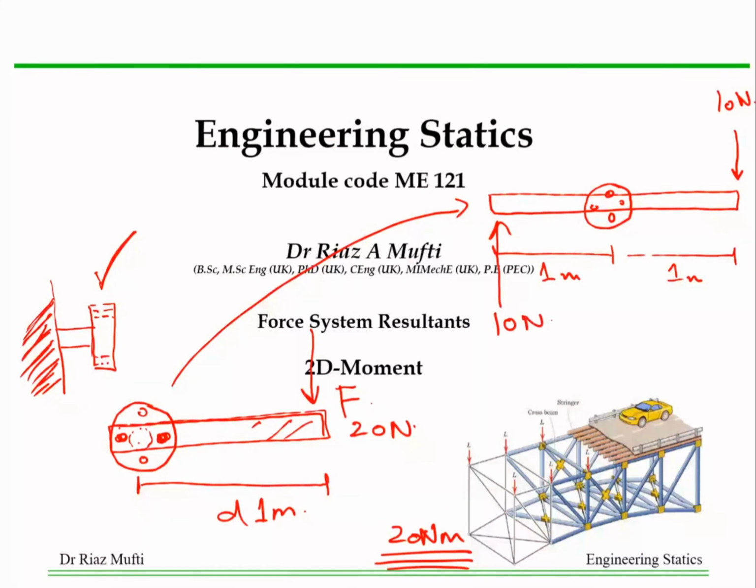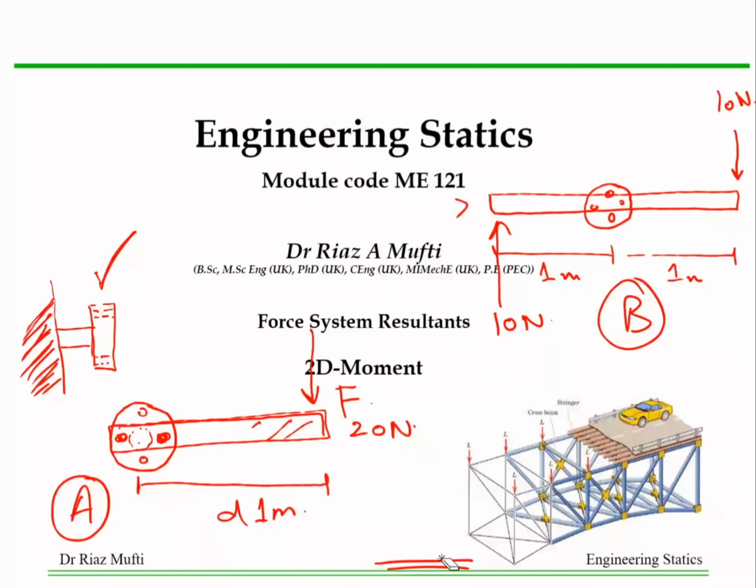My question is, is there any difference between the two? Scenario A and scenario B. Is there any difference between the two? Yes, because in the first one, there's only one force acting, and the second one, it's a couple system, but the overall moment would be the same. So, the effect on this round object, is it going to experience the same force?